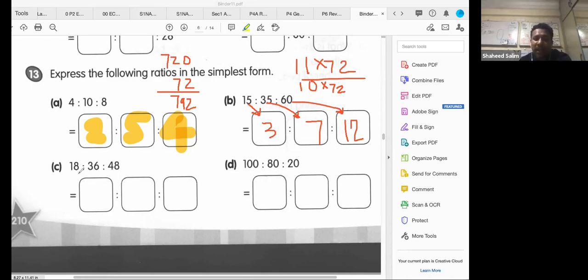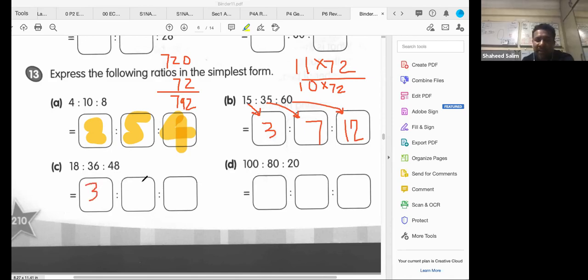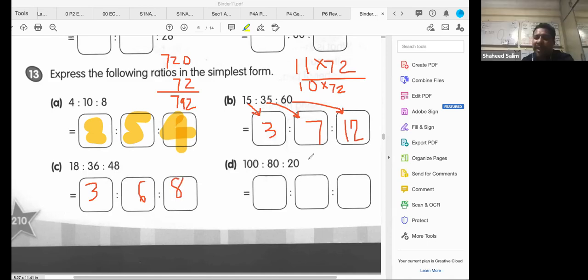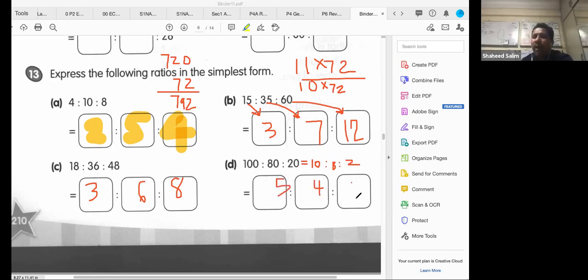All right, then next one. 3 4 1, is that the answer? Yeah, 3 4 1 is correct. So this one you divide by 6, you get 3. You divide by 6, you get 8. This one you divide by 10 first. You divide by 10, what do you get? You get 8, you get 2. Then you can divide again. Divide by 2, you get 5. You get 4 and then 1. So you can do that. You can do 2 times, no problem.